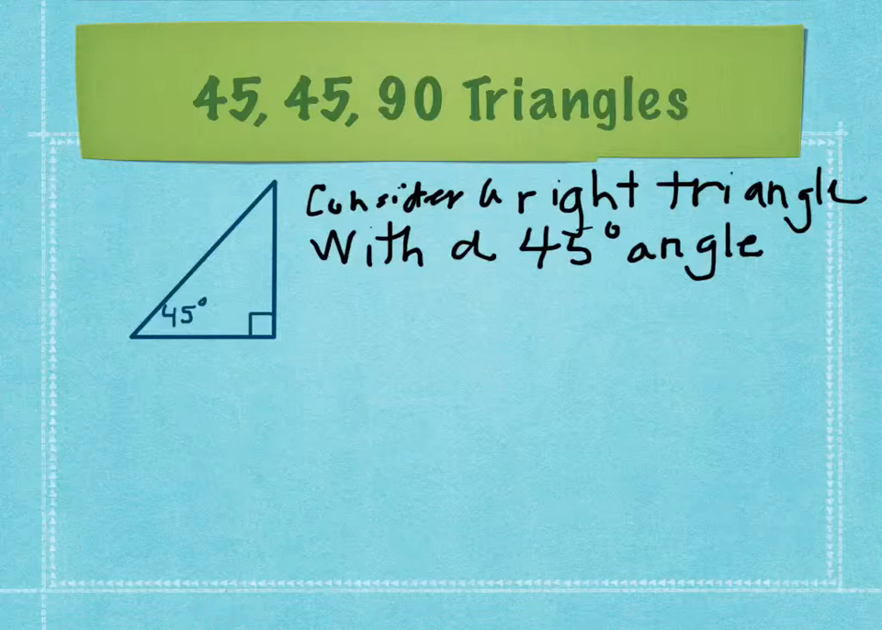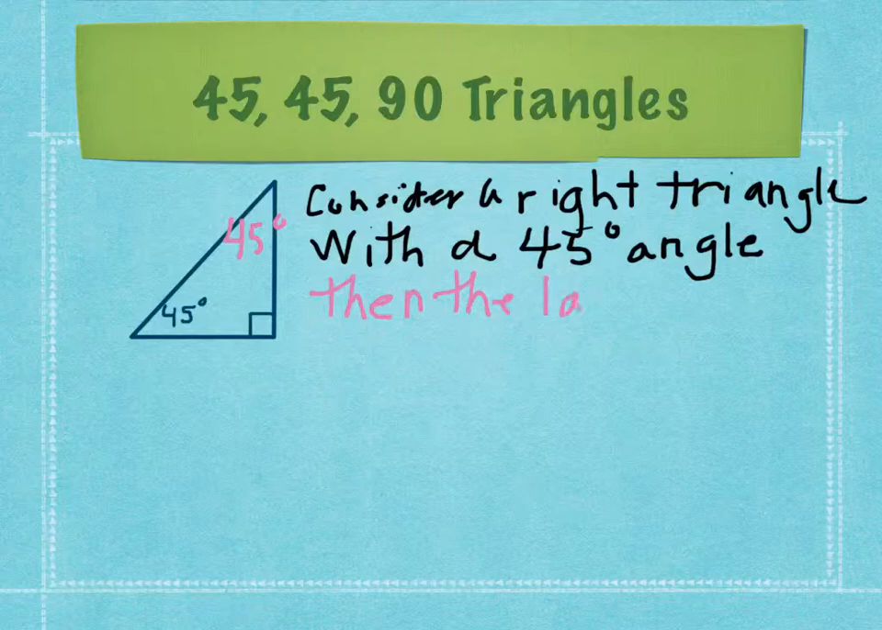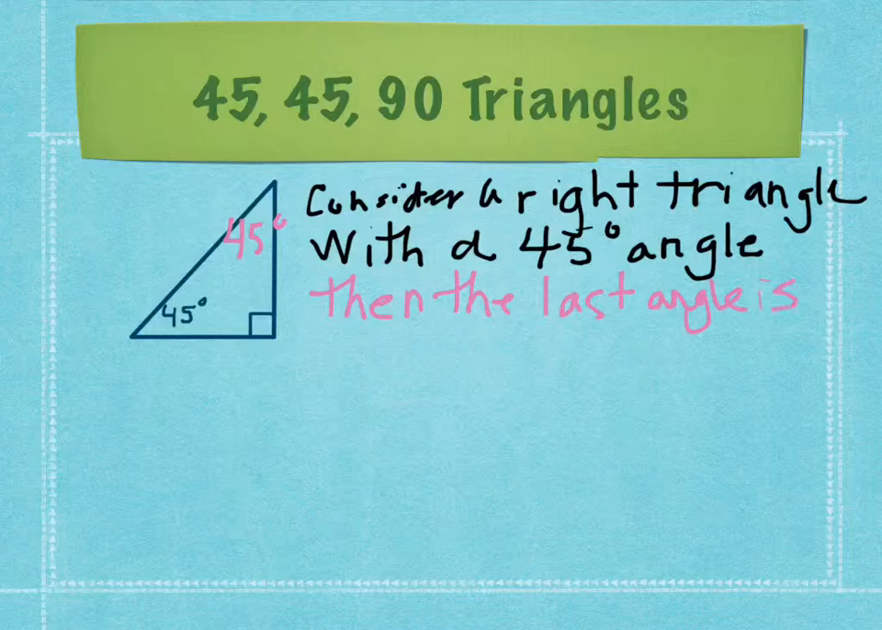45. It's 45. Okay, so this triangle also could be called isosceles because it has two angles that match, right? Two angles matching or two sides matching, and I have an isosceles triangle. Okay, so if I've got this, the first thing then is the last angle is also 45 degrees. So that's my first observation.